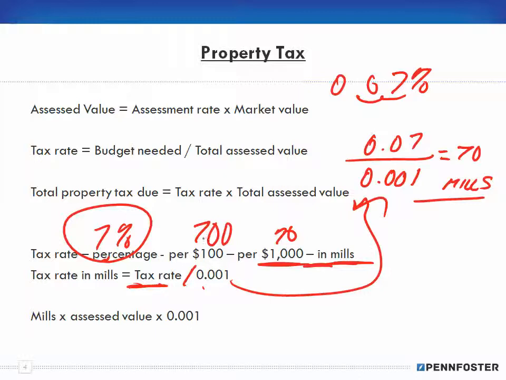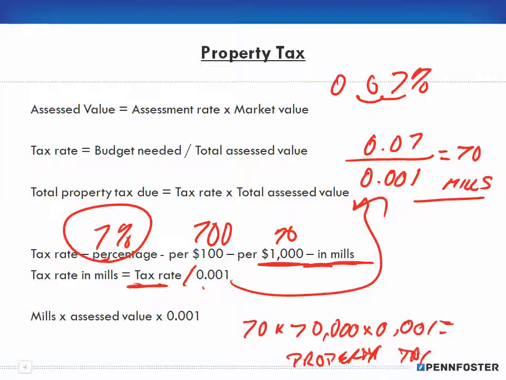Okay, so the other thing that you want to pay attention to here is you can have the mils, 70 mils, times the assessed value of 70,000, times the 0.001, and that will give you the amount that you're going to pay in property tax. So you could take the mils times the assessed value times the 0.001, and that will give you the property tax due.